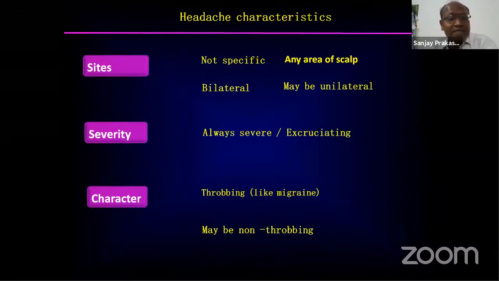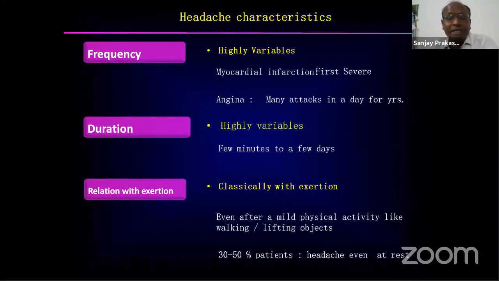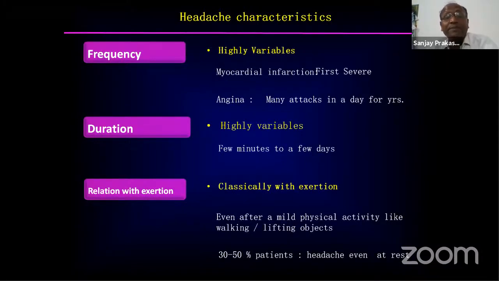Site is not very specific in the literature review. It may involve anywhere, even be unilateral, but it is always severe and excruciating, and the character may be throbbing just like migraine, but occasionally non-throbbing cases have also been reported. Frequency: if it is the first attack of myocardial infarction, that may be the first severe headache attack, but it is just because of the angina. Patients may have many attacks in a day for several months or even for years.